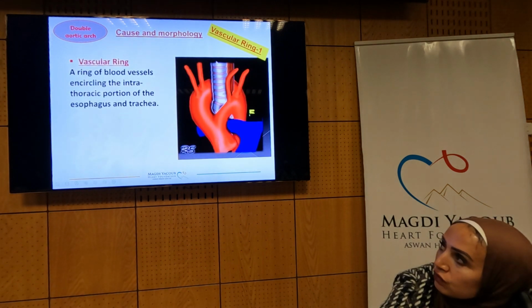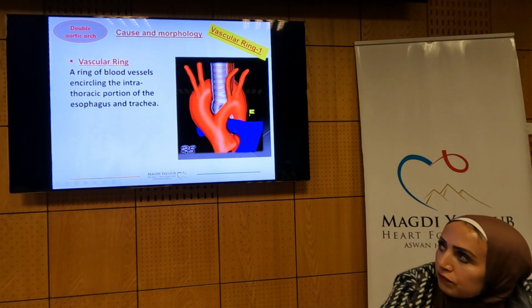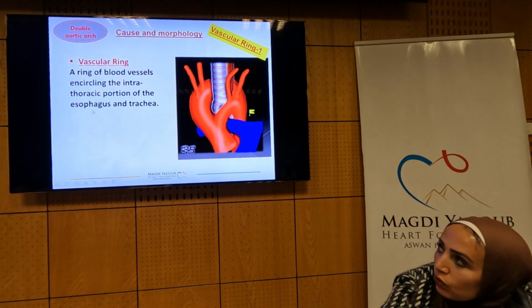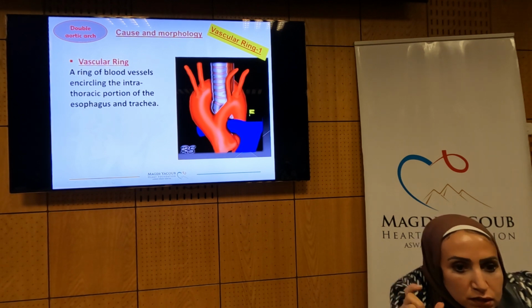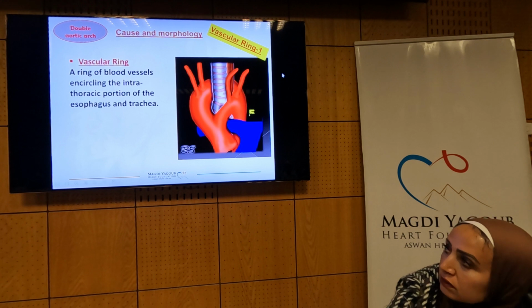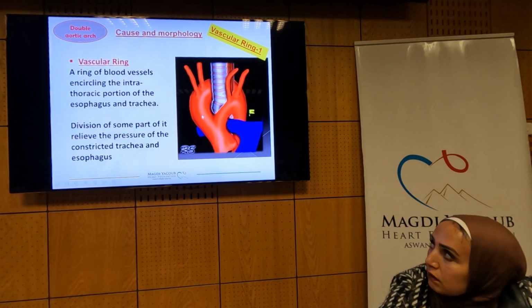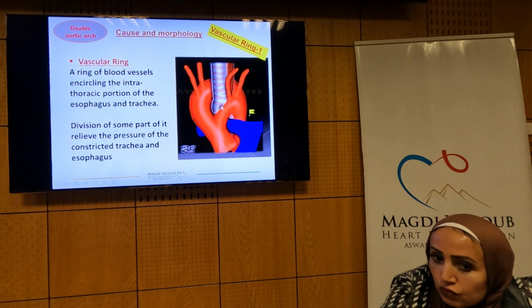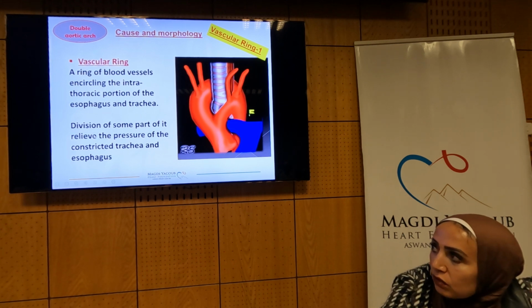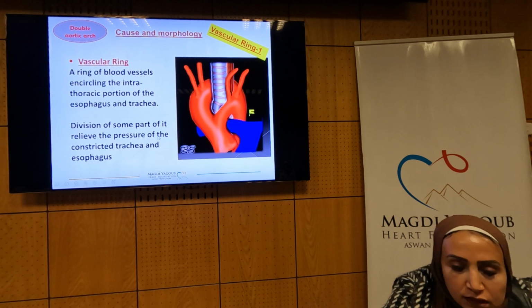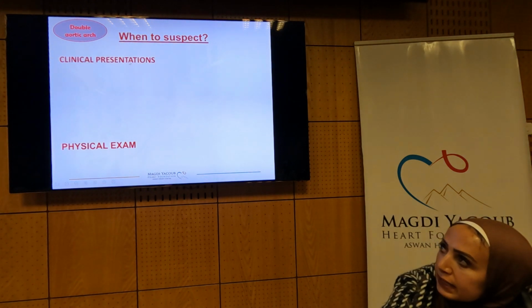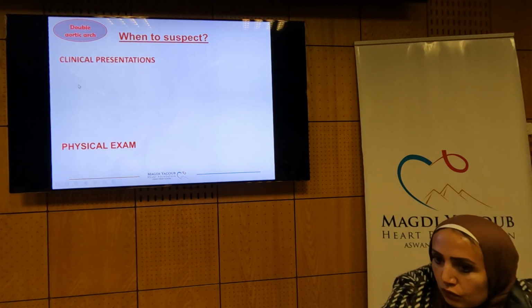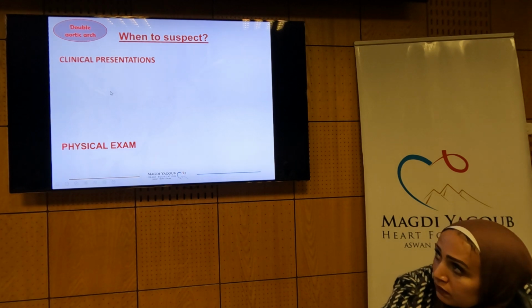Double aortic arch is one of our vascular rings. A vascular ring is a ring of blood vessels circulating the intrathoracic portion of the esophagus and trachea. So both aortic arches encircle the trachea and the esophagus. Usually with double aortic arch, the patient is symptomatic, so division of some part of this vascular ring will relieve the symptoms of the patient.